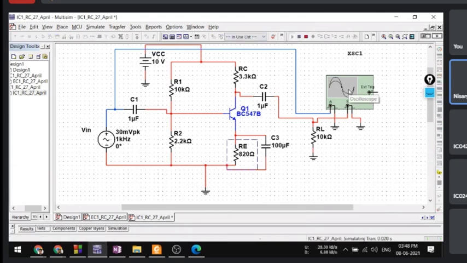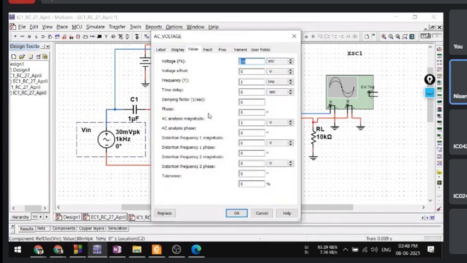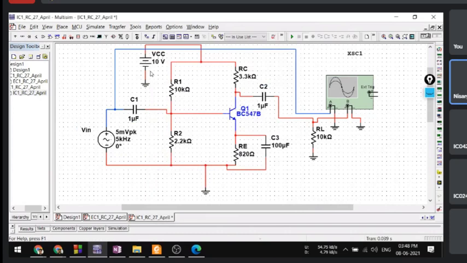If I run it, let me change the input. Input is 5 millivolt peak, that is 10 millivolt peak to peak, and let me say 5 kilohertz frequency. VCC is 10 volt, R1 10K, 2.2K, 3.3K, 820 ohm, and everything is fine. RL is connected, but if you don't want RL, you can disconnect also. That's fine. Now let us run it. RE is 820 ohm, so let me run it.